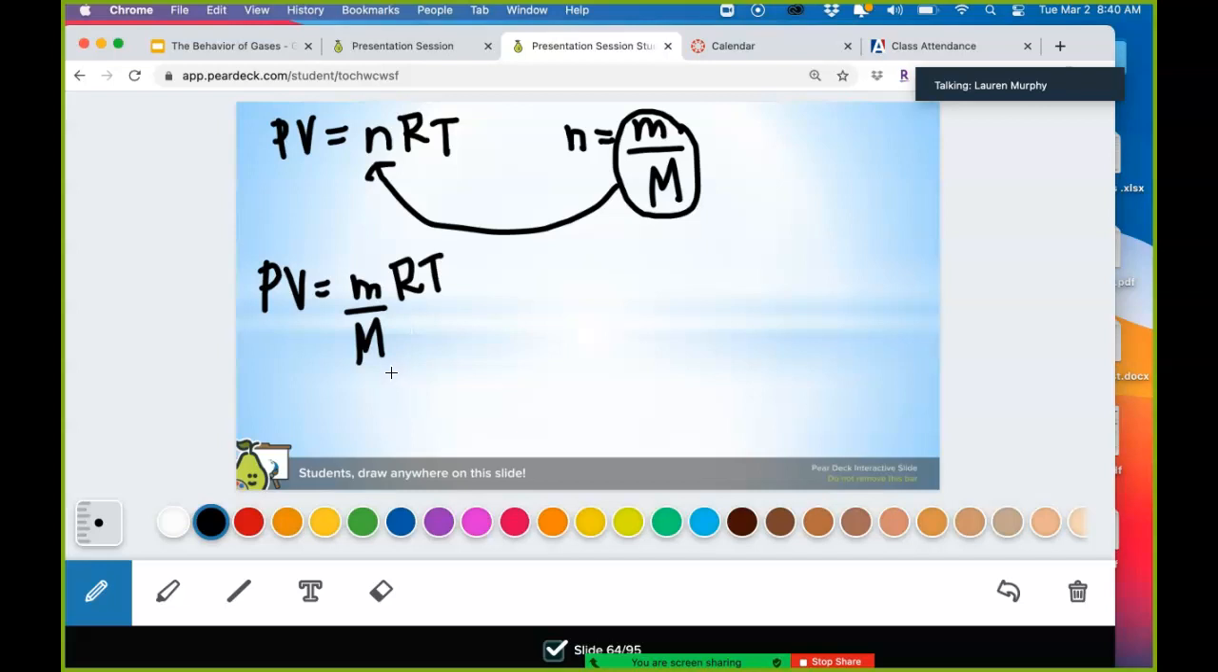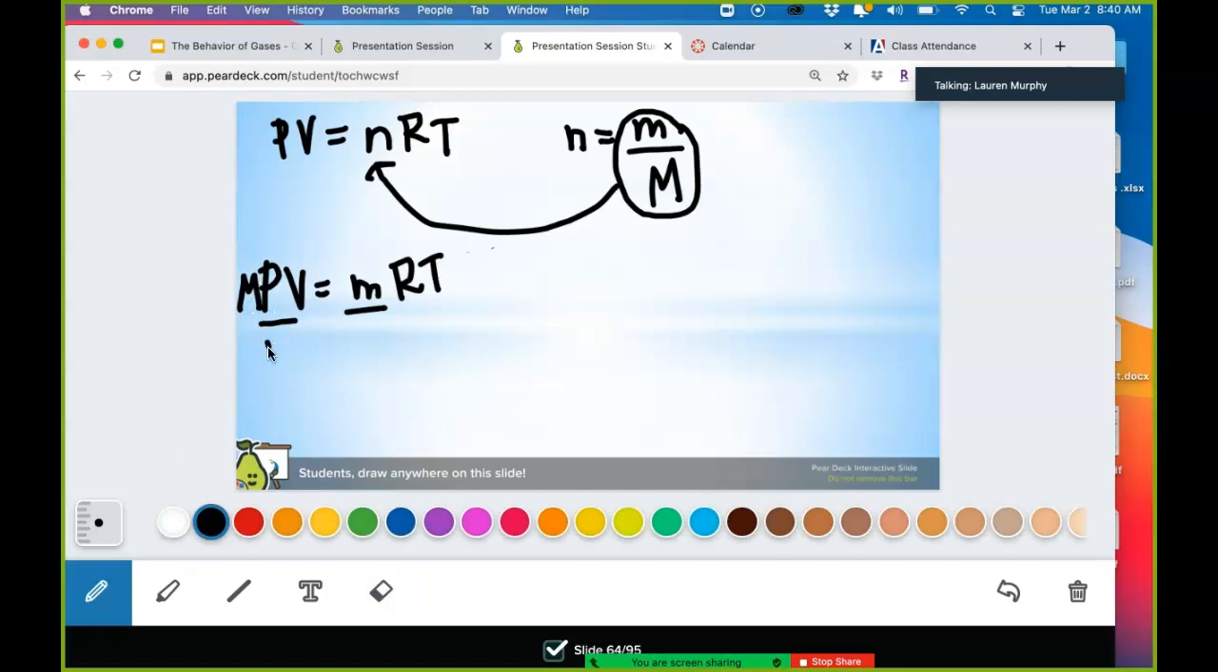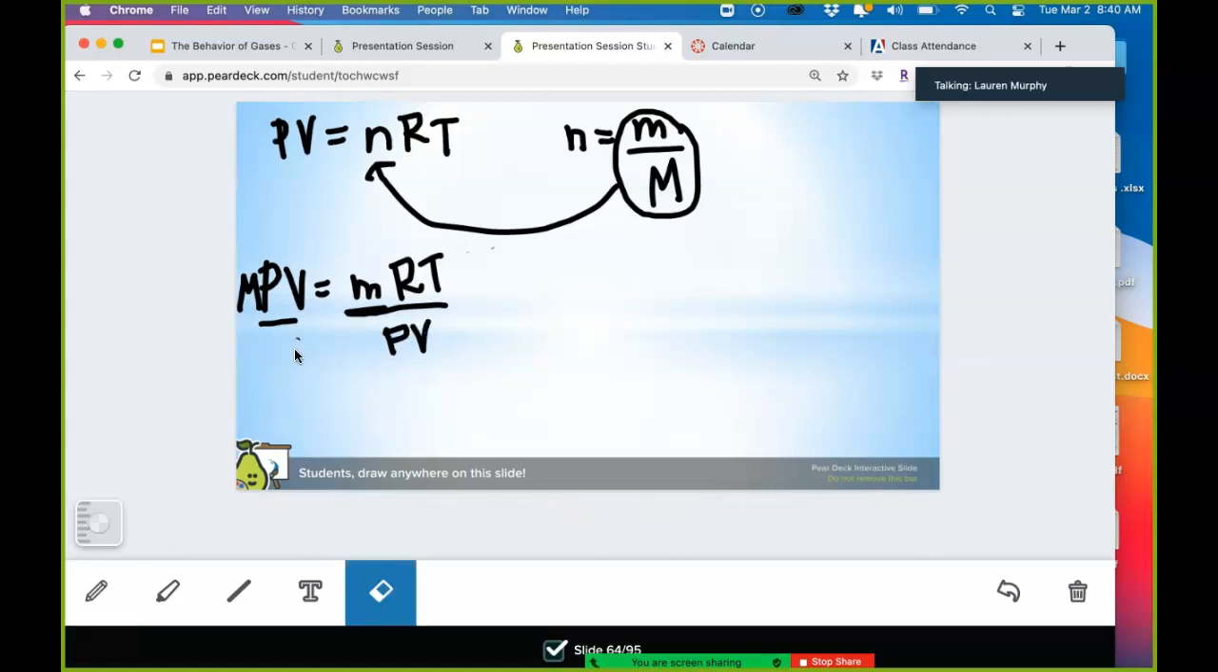Okay, now they ask for molar mass in this problem. So molar mass is the big capital M. And right now it's in a denominator. So if you want to solve for it, you cannot leave it in the denominator. So I'm going to multiply both sides by molar mass. Now that gets rid of molar mass over here, right? They cancel out. That was the point. And now my molar mass is up top, which is good. So now I need to get the molar mass by itself. So I divide both sides by PV. So this whole thing divided by PV. And now molar mass is by itself.